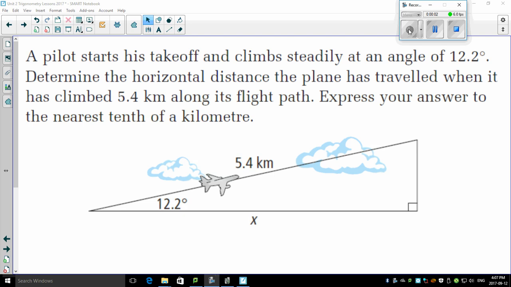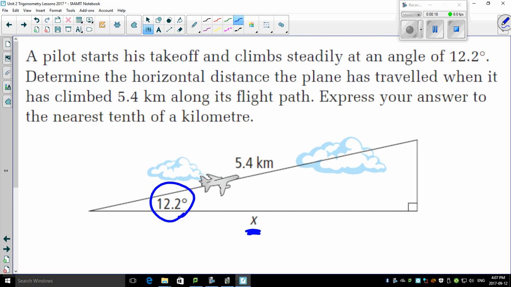Ready to do a practical application question? Why not? Let's do it. Notice this says a pilot starts his takeoff and climbs steadily at an angle of 12.2 degrees. So there's our angle in this beautiful triangle. Determine the horizontal distance, that's this distance here, okay? If the plane has already traveled and climbed 5.4 kilometers along its flight path.